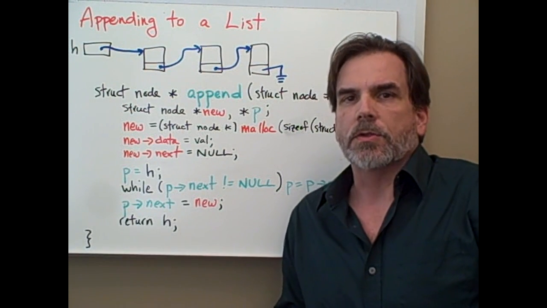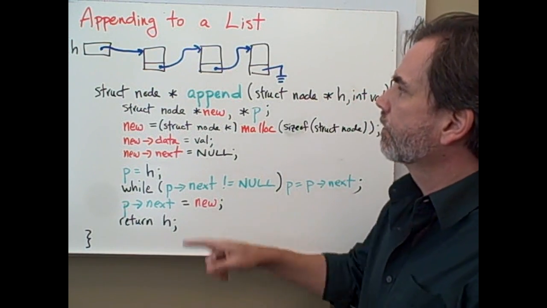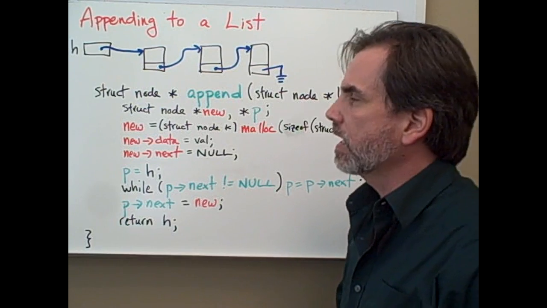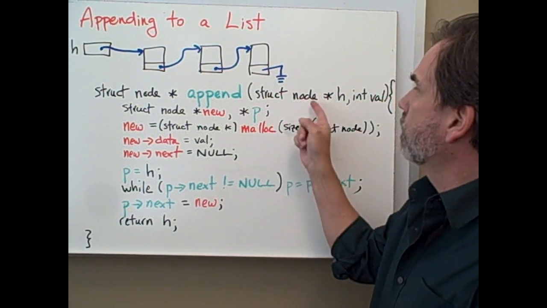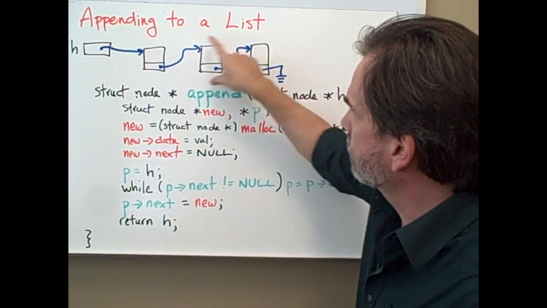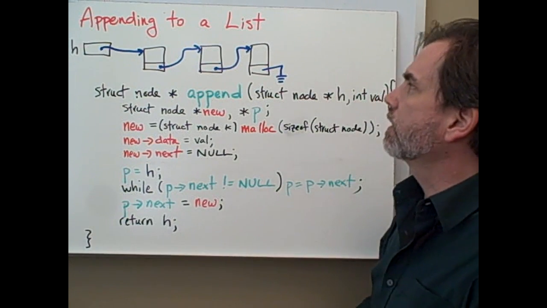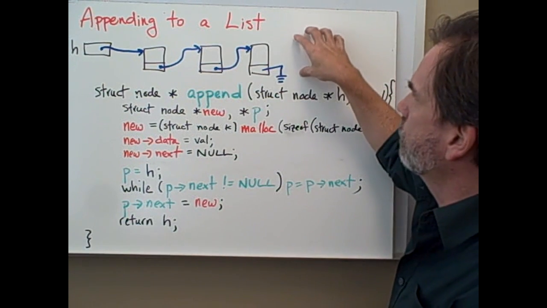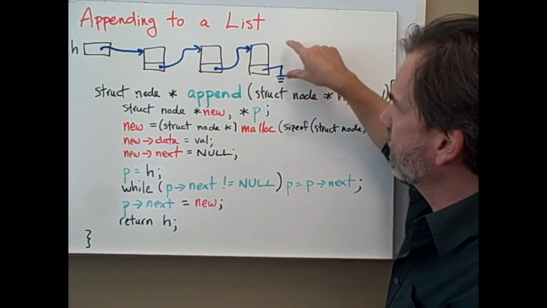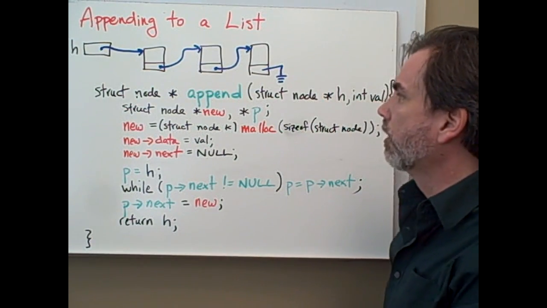Let's look at how to add a new node to the end of the list instead of the beginning of the list. So we create a function called append that's going to take an initial pointer to the head of the list, h, so here's our list, and a new value to be added to the list. Okay, so what we want is to create a new node and stitch it in at the end of the list instead of at the beginning of the list like we did before.